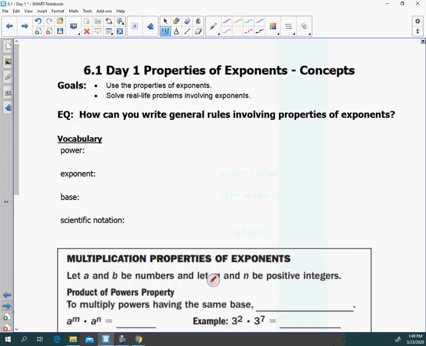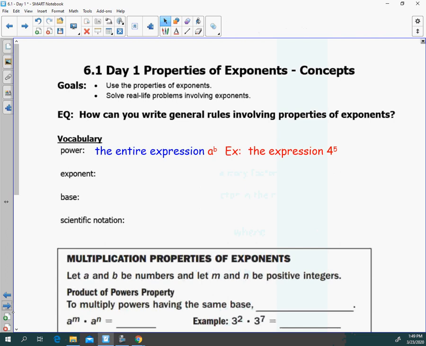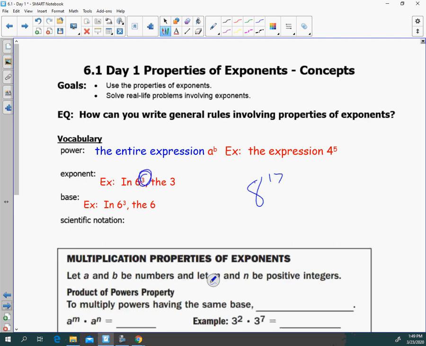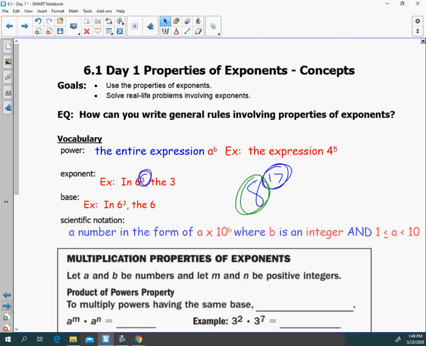Okay? So before we begin, there's a couple vocab words. I'll go fast through this just so you can pause and write them down. The power is the entire expression. The exponent is the little tiny number up top there. And then the base is that other number, right? So for example, if I had 8 to the 17th power, this right here is my exponent, this right here is my base.